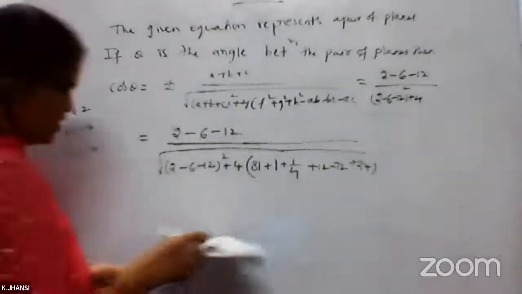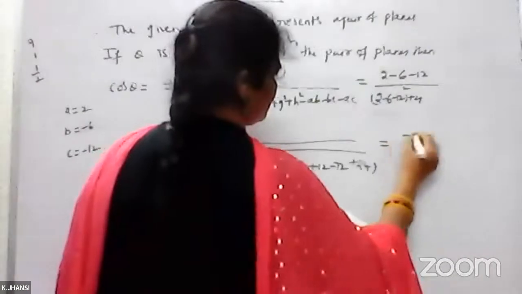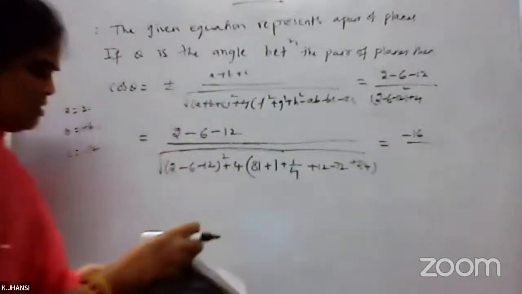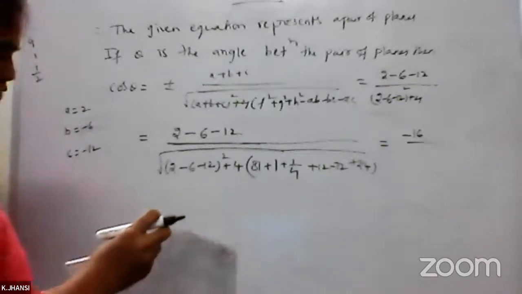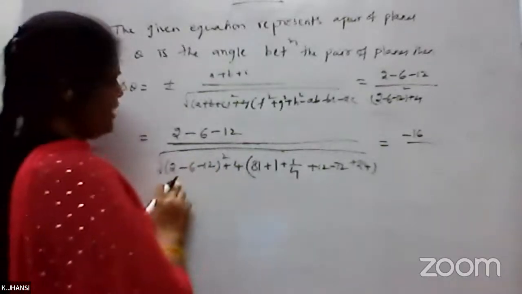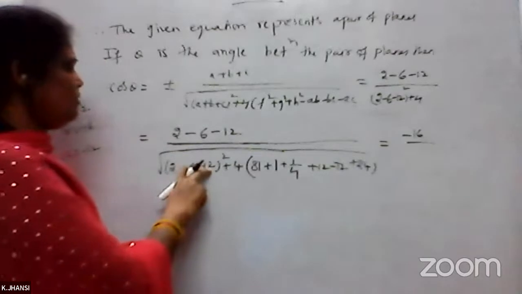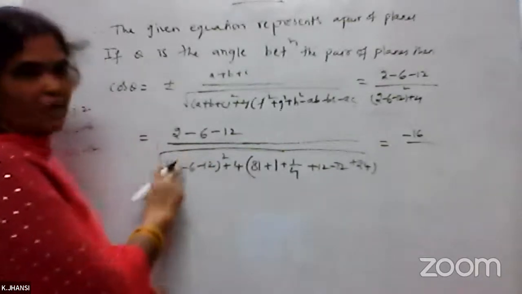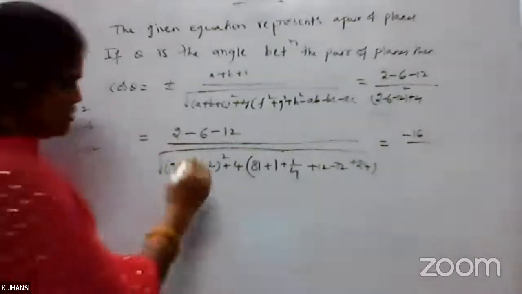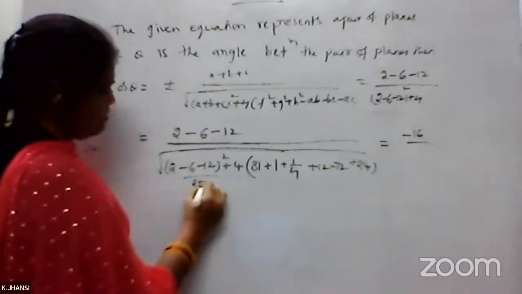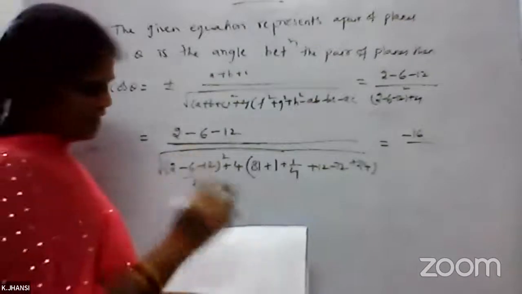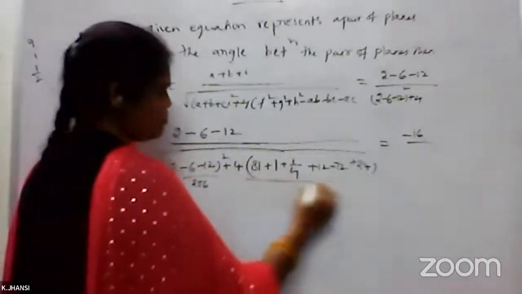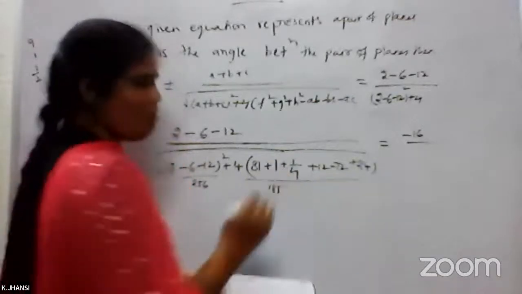It is minus 16 by the square root of 256 plus 185. This is the 256 you will get, that is 2 minus 6 minus 12 means minus 16, minus 16 whole square is 256. Okay, next this part you will get it as 185. After doing the simplification, this whole part you will get as 185.